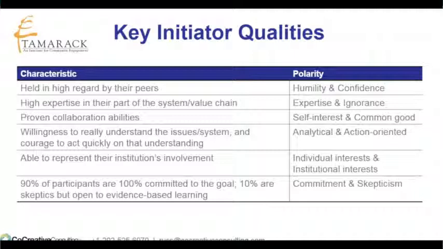Proven collaboration abilities is another. You've all been in meetings or processes where you have 40 people, one person can't collaborate, and it undermines the whole process. We look for people who are analytical and action-oriented at the same time, or willing to be. People who are able to represent their institution's involvement. That's not necessarily the most senior people, but they're people who are respected back in their home organizations.